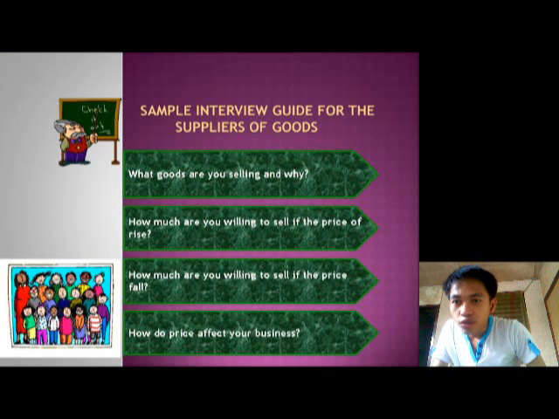So, during the interview proper, here is a sample interview guide for the suppliers of goods. We are going to focus on the suppliers. First question, what goods are you selling and why? Next question, how much are you willing to sell if the price will rise? Third question, how much are you willing to sell if the price falls? And lastly, how do prices affect your business? Those were just simple interview guides.